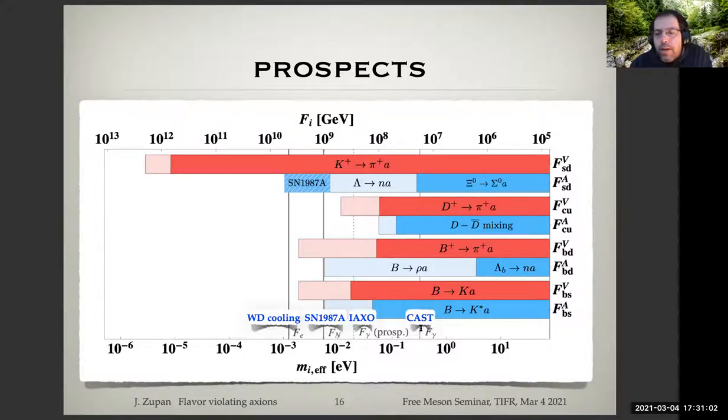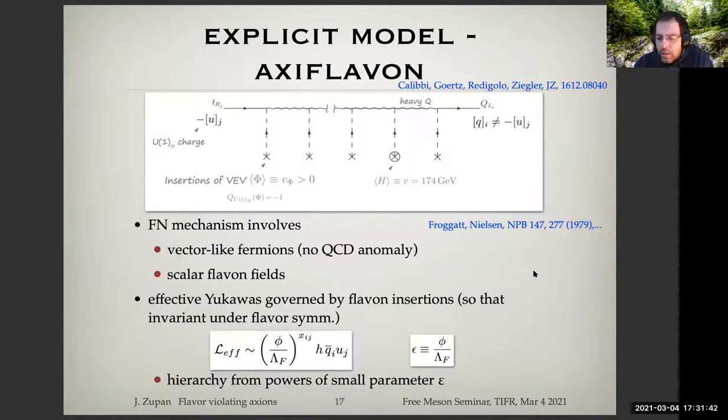And then what I had here now was just the bound from CAST, which is over many ALP masses, is this F gamma that I'm showing, and F axo is this dashed line. So you see that flavor changing neutral current transitions are kind of probing the same parameter space. Of course, there is an assumption here, or a dependence on what exactly the flavor structure is, so how big these flavor off-diagonal couplings are. So in order to address that, let me just do an explicit model, which is the axiflavon.